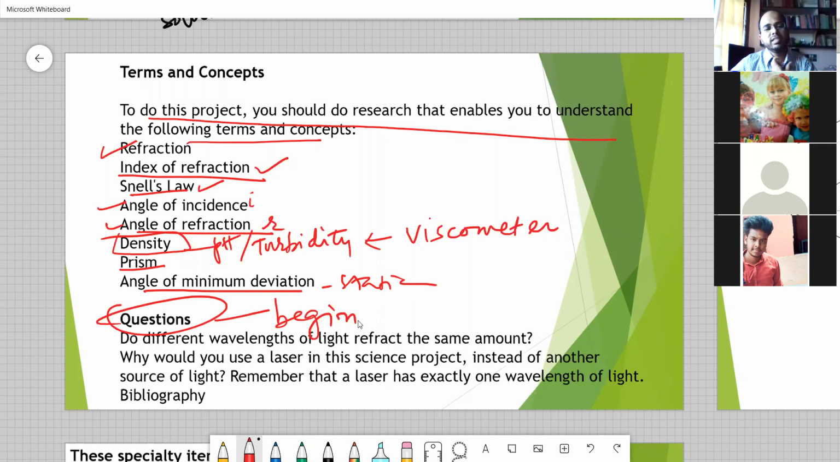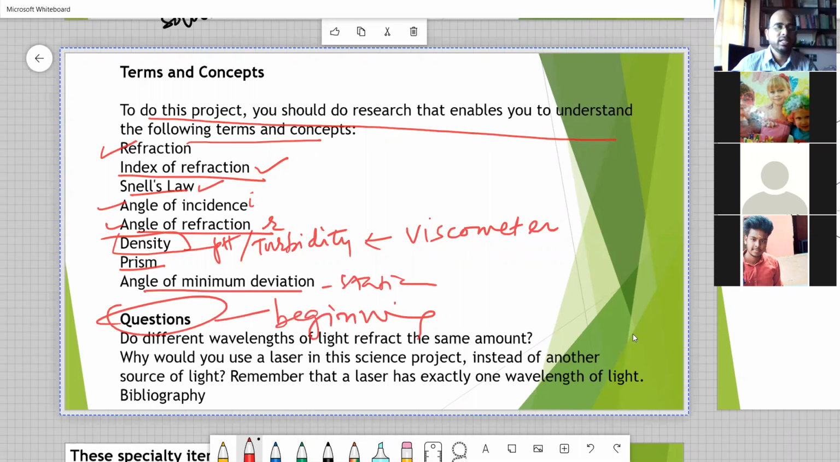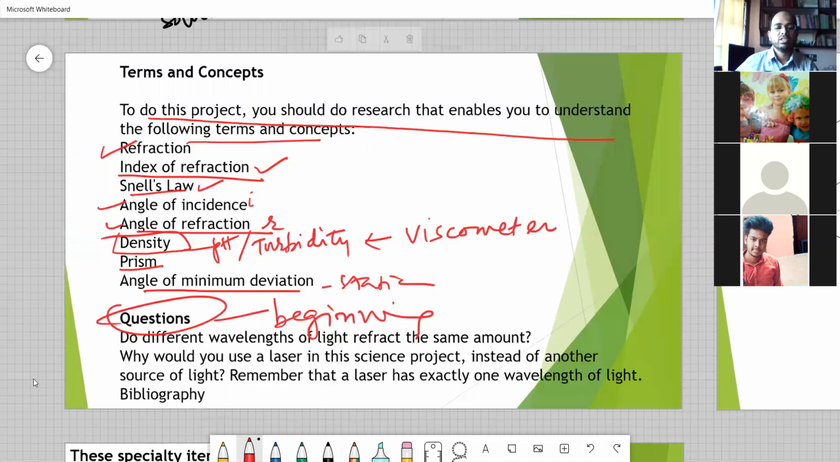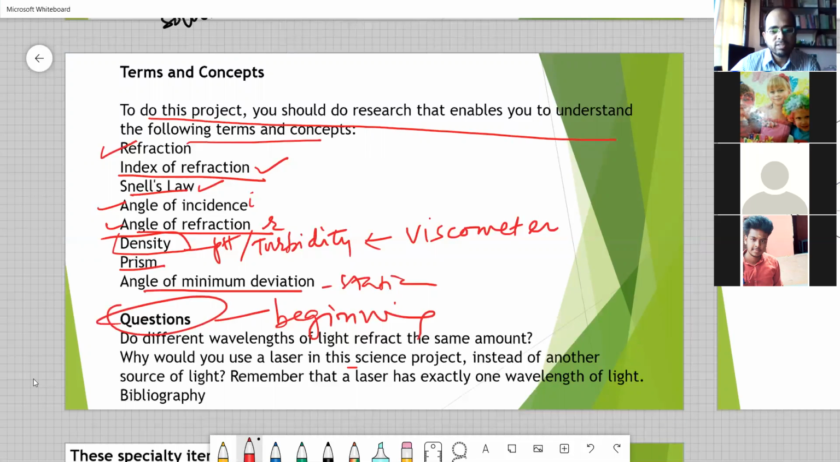Okay, what you have to ask is, do different wavelengths of light refract the same amount? You have to keep changing the wavelength. In lasers, different lasers are there. You can just keep changing the wavelength. Some wavelength you can find out, and after finding out the wavelength, you can see what it is doing. Why should you use a laser in this science project instead of another source of light? Because it is monochromatic. Remember that laser has exactly one wavelength of light, and you have to look into just one wavelength, monochromatic.